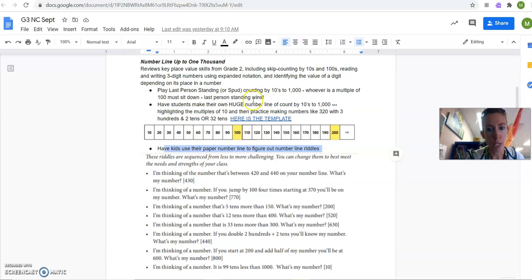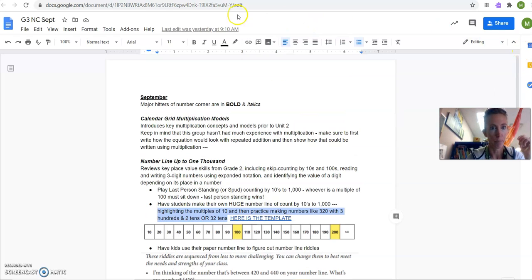Something else to do with number line is right here. Just look at that number line, name one of the numbers, like after you get through a number line riddle, like here the answer was 430, and you talk about how 430 is made up of four hundreds and three tens, or it could also be made by having 43 tens. If I have 43 tens sitting there, I could also have 430 ones, right? Okay, so those are your major hitters for September.